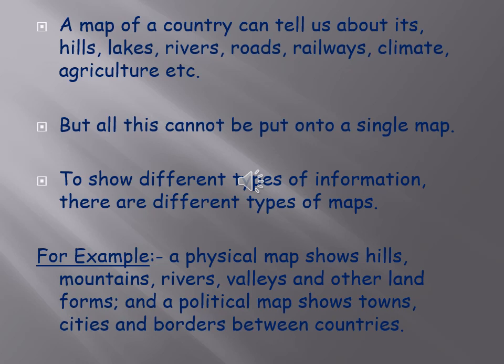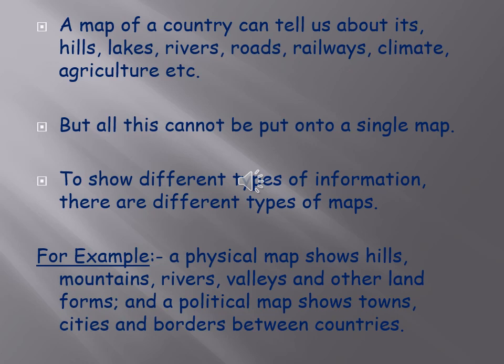So from the above two maps, what have you understood? From this we can understand that a map of a country can tell us about its hills, lakes, rivers, roads, railways, then a country's climate, agriculture, okay, etc. But all this cannot be put onto a single map.